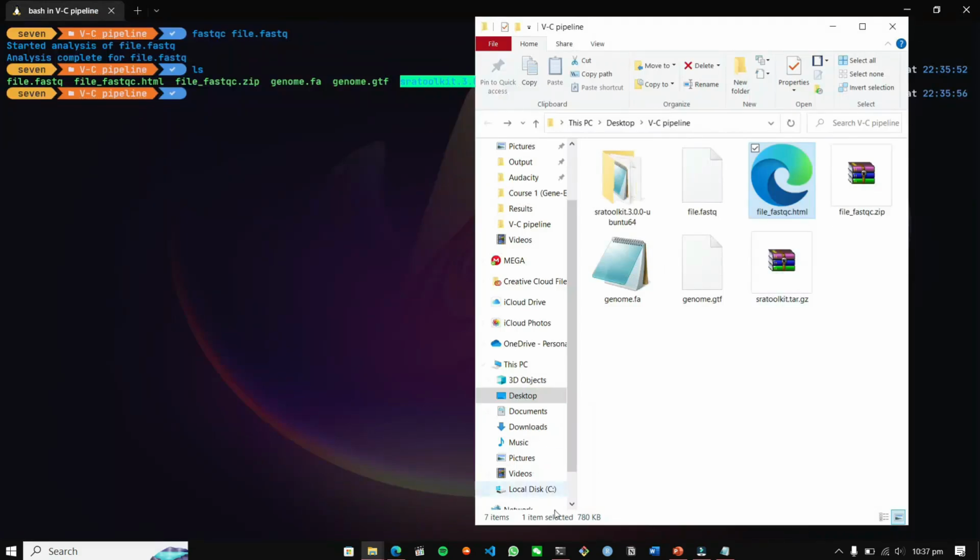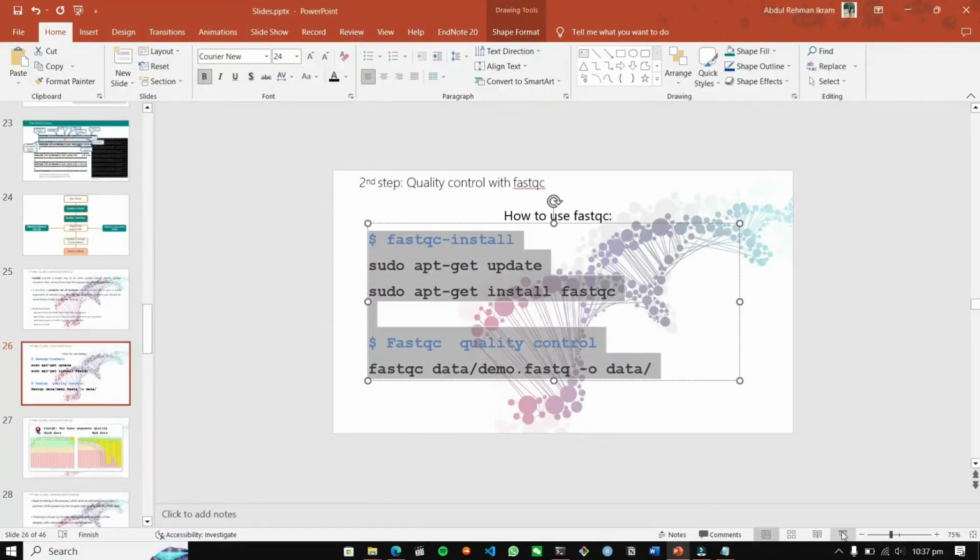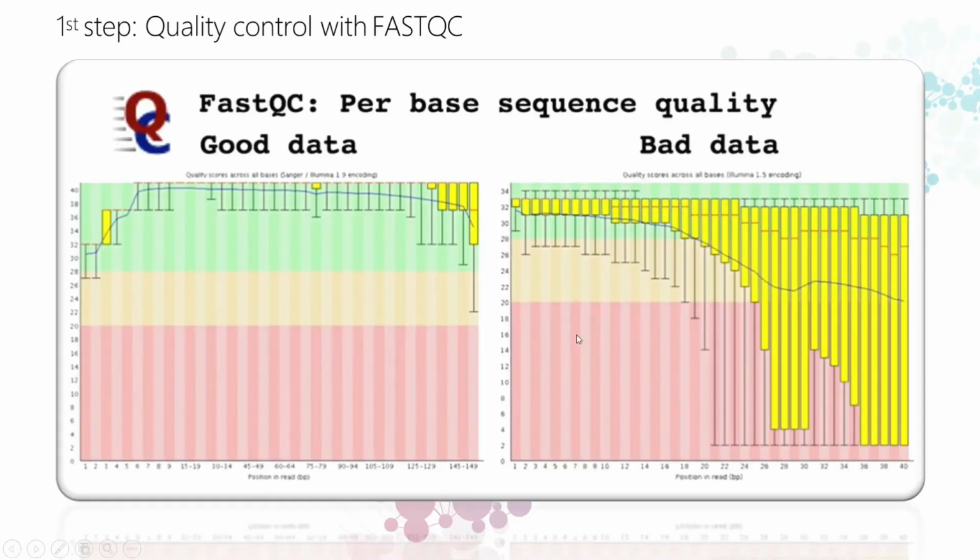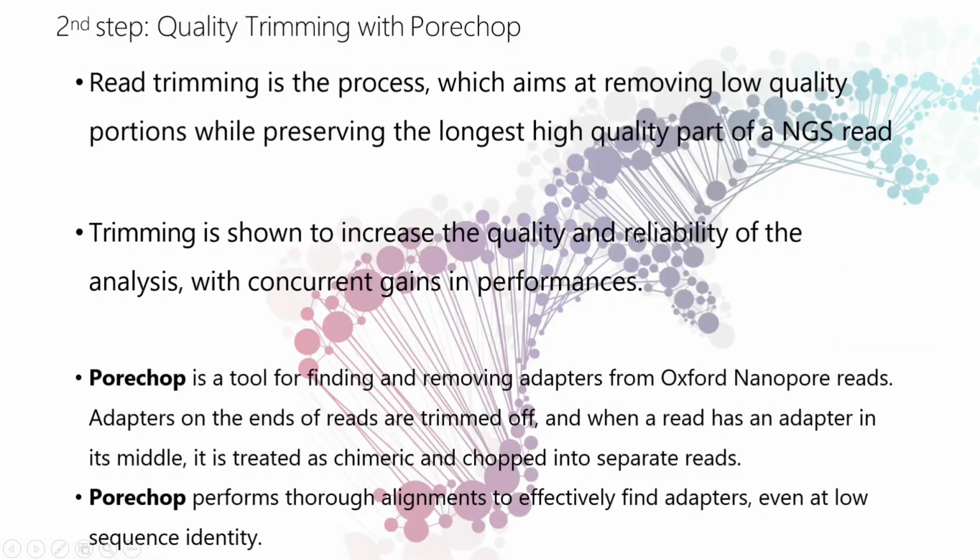So for example, if we got this kind of data, let me just show you. There is bad quality data. How do we trim these all out and get the good quality ones? So what is quality trimming? Trimming is a process which aims to remove the low quality portion while preserving the longest high quality portion of an NGS read. Trimming is shown to increase the quality and reliability of the analysis, with concurrent gains in performance.